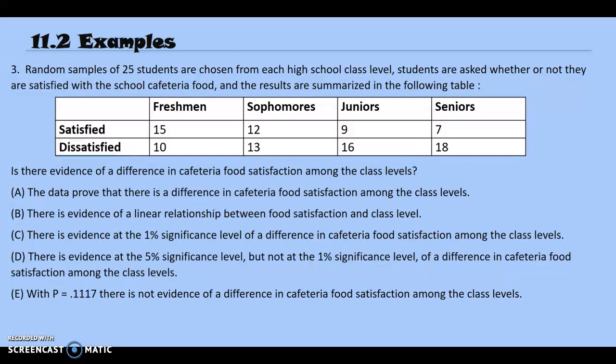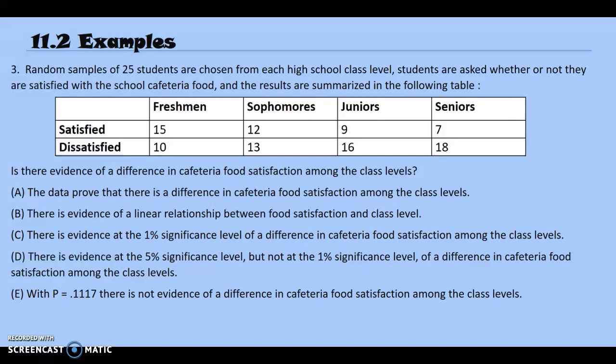For example 3, I'm going to again go straight to the question. It says, is there evidence of a difference in cafeteria food satisfaction among the class levels? What you should notice is that now for 11-2, we're looking at a two-way table. There's two different categories: in this case, class level, and whether they are satisfied or dissatisfied.